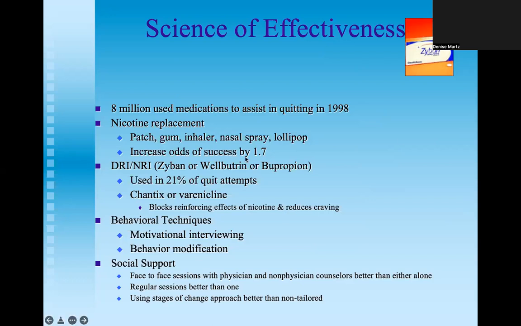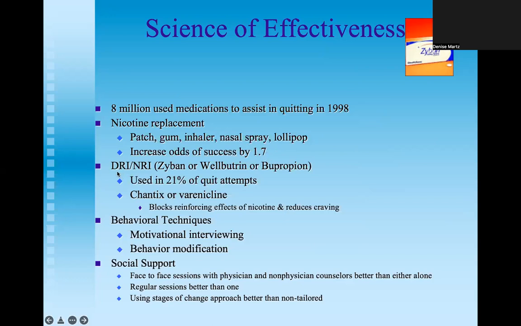Effectiveness. Lots of people are using meds nowadays. Nicotine replacement used to be prescription only, and now it's over the counter. And it comes in all kinds of forms: patches, gum, inhaler, nasal spray. You can get lollipops apparently. This does increase the odds of success by 1.7. So again, nicotine replacement's not a miracle. Nothing is a miracle here.